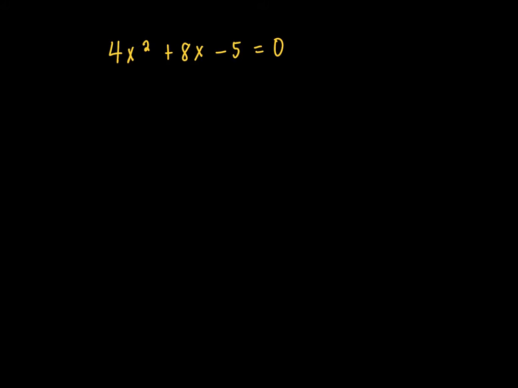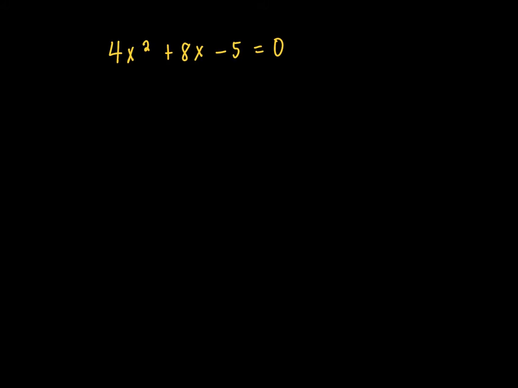Now let's try something a little harder. Let's look for the values of x in the equation 4x squared plus 8x minus 5 equals 0. At different parts of the video, pause it so that you can write your answer on your own paper.